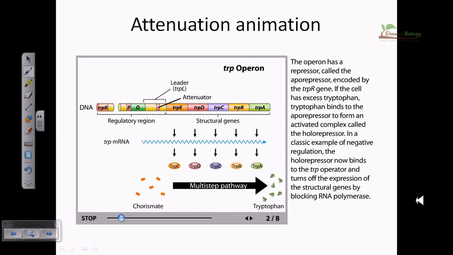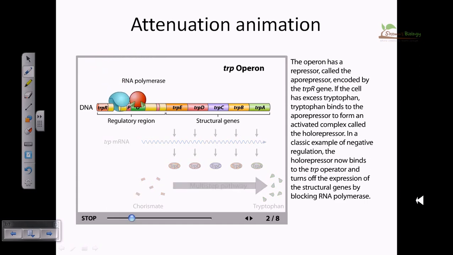The operon has a repressor called the apo repressor, encoded by the TRPR gene. If the cell has excess tryptophan, tryptophan binds to the apo repressor to form an activated complex called the holorepressor. In a classic example of negative regulation, the holorepressor now binds to the TRP operator and turns off the expression of the structural genes by blocking RNA polymerase.